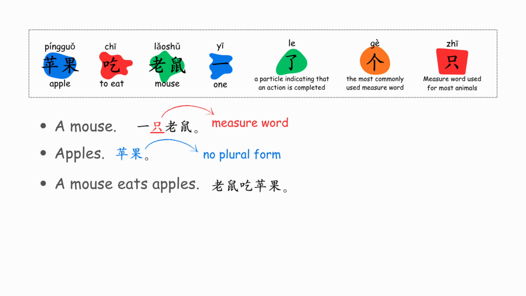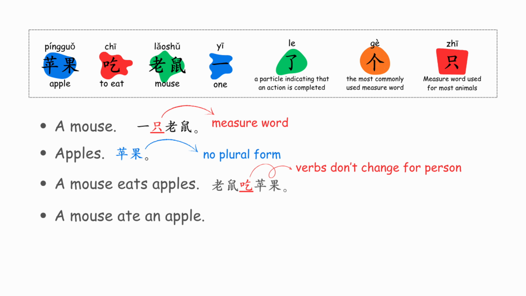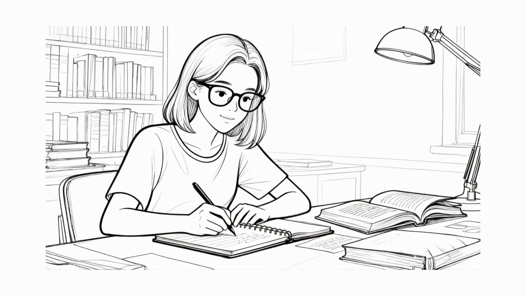The third one, a mouse eats apples. 老鼠吃苹果. Remember, words don't change for subject. The last one, a mouse ate an apple. 一只老鼠吃了一个苹果. We use the 了 to indicate the action is completed. 吃了. Great. Now let's try some more practice.